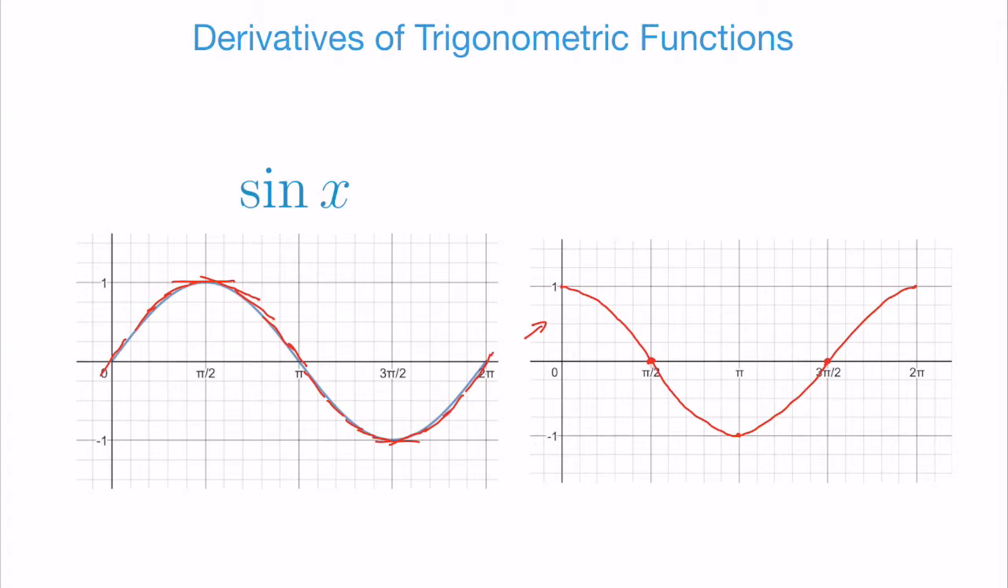Now look what we got. What function is this one here? The derivative of the sine is 1 at 0, negative 1 at pi, 1 at 2 pi, and 0 at pi over 2 and 3 pi over 2. That's nothing but the cosine of x. So by the graph, we found that the derivative of the sine is the cosine. Now let's do it algebraically.